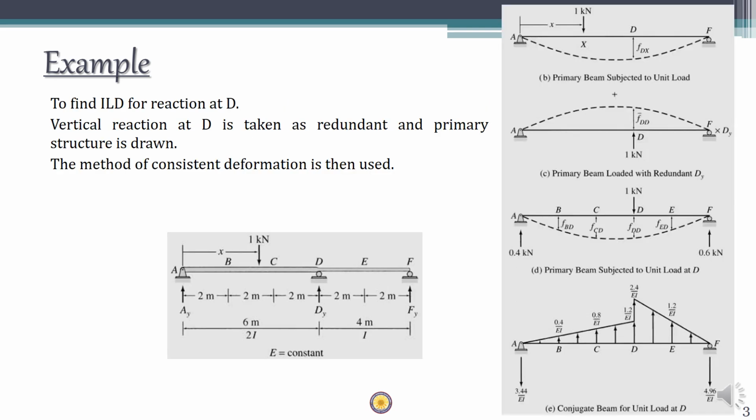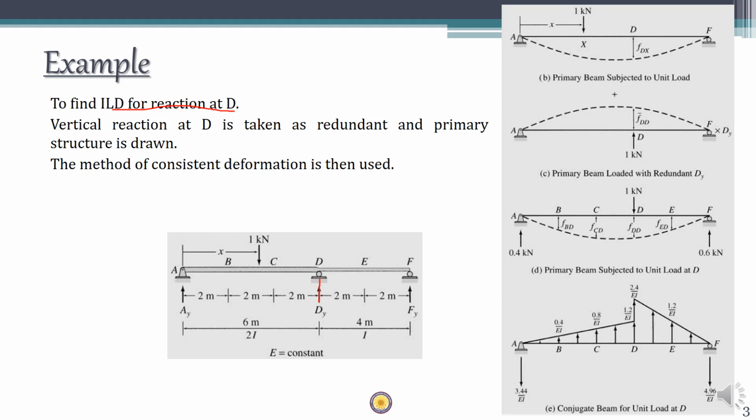So without any delay we'll start with finding the ILD for the reaction at D. It's well known that to find the ILD for reaction at D, you have to remove this particular support at D and release the structure so that you get a simply supported beam, and apply a unit load at every point and find the corresponding reaction. This can be done by the force method, which is explained here. In other words, you can use the conjugate beam method also.